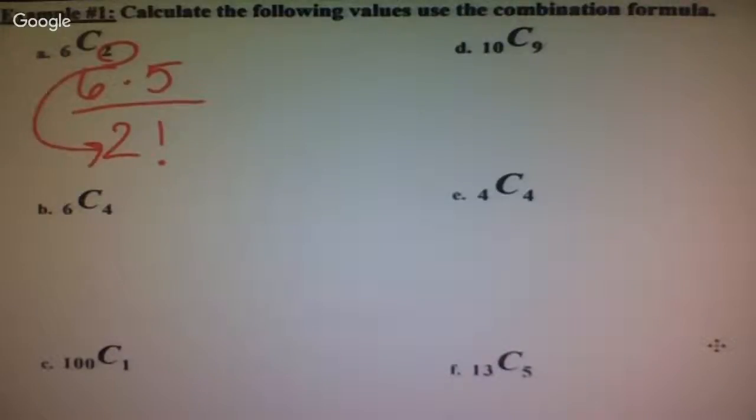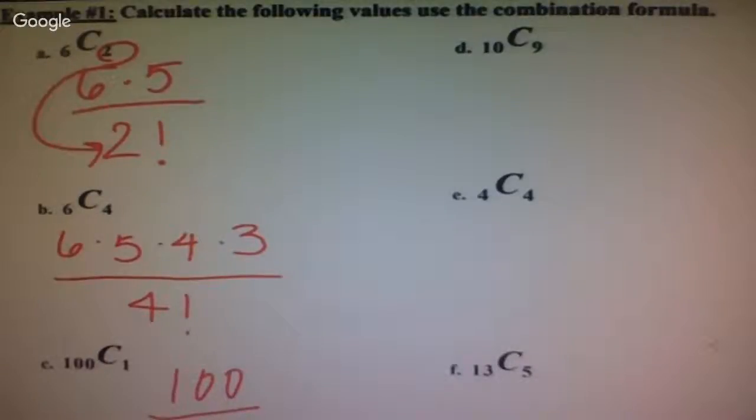Whatever this number is becomes your factorial at the bottom. And a combination: treat it like a permutation in the top, and then in the bottom, divide by how many spaces we're doing. So here, 6, 5, 4, 3, divided by 4 factorial. So we just leave it like that. I don't want you to actually solve it. C would look like 100 divided by 1 factorial, which is just 1.